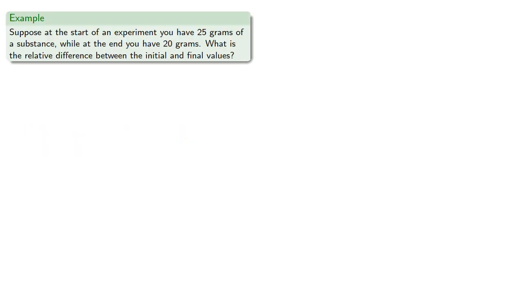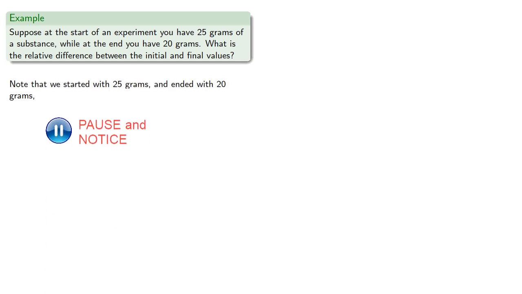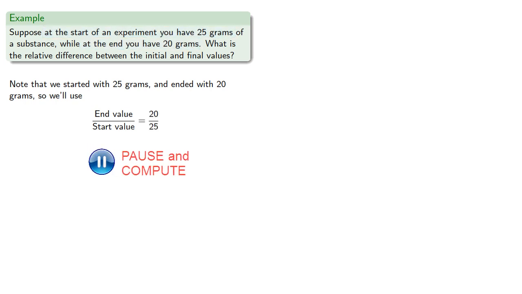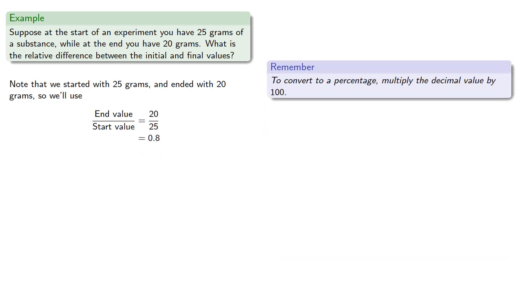For example, suppose at the start of an experiment you have 25 grams of a substance, while at the end you have 20 grams. What's the relative difference between the initial and final values? Note that we started with 25 grams and ended with 20 grams. So we'll use that quotient, end divided by start, 20 divided by 25. We'll calculate that as, and remember, to convert to a percentage, we'll multiply the decimal value by 100. And so that gives us 80%.